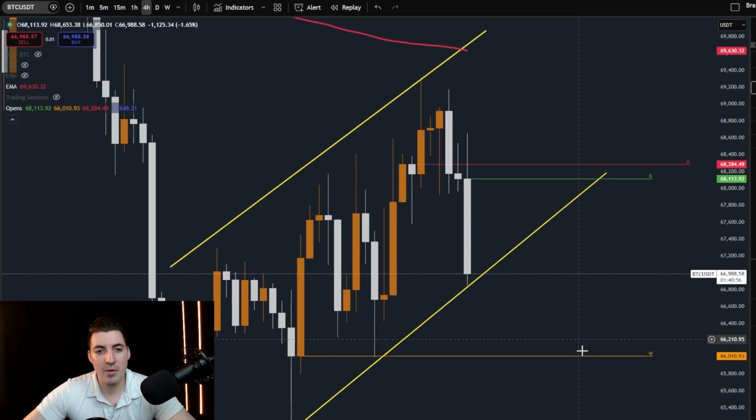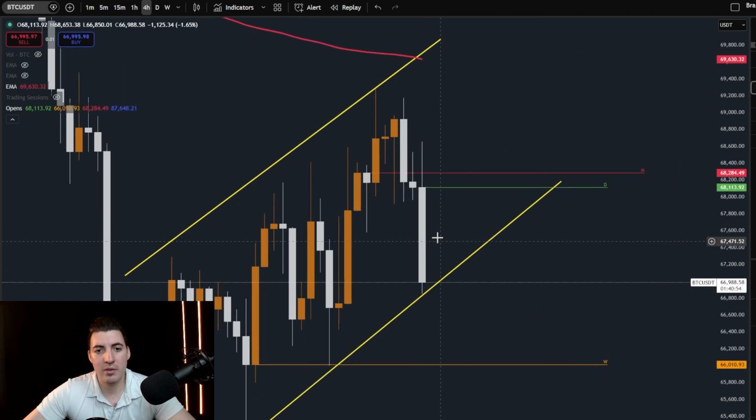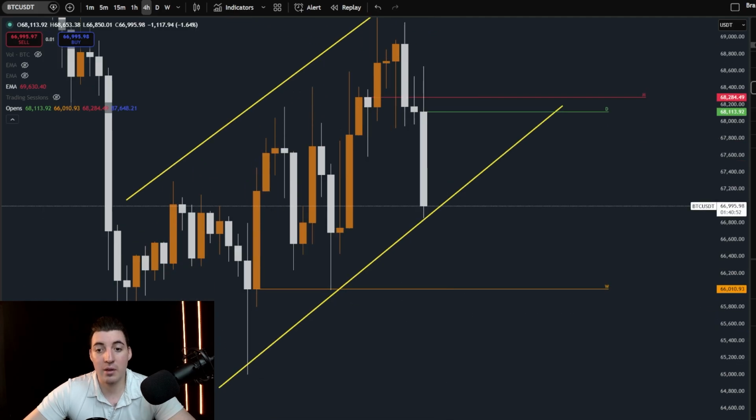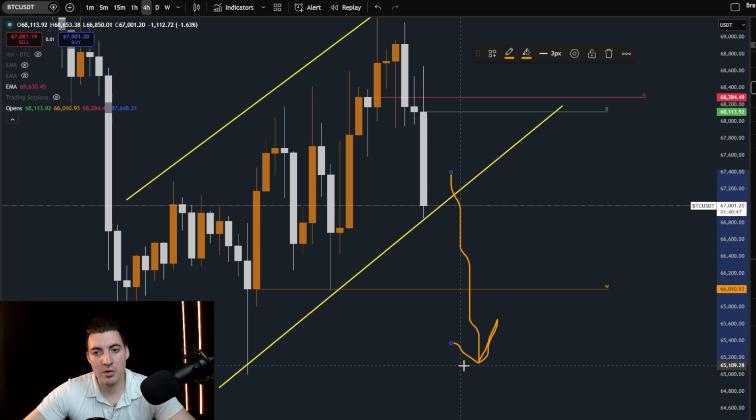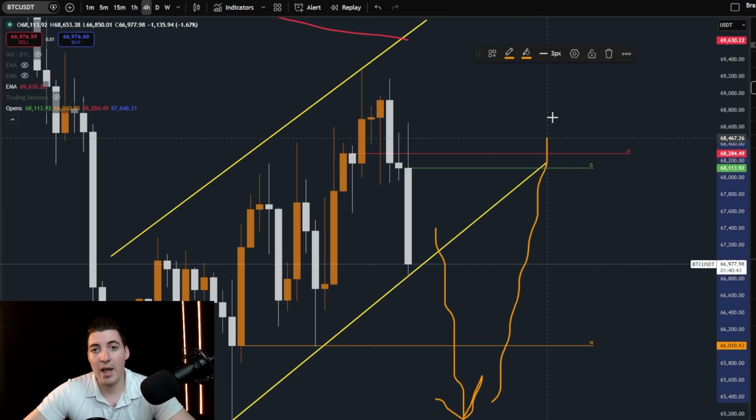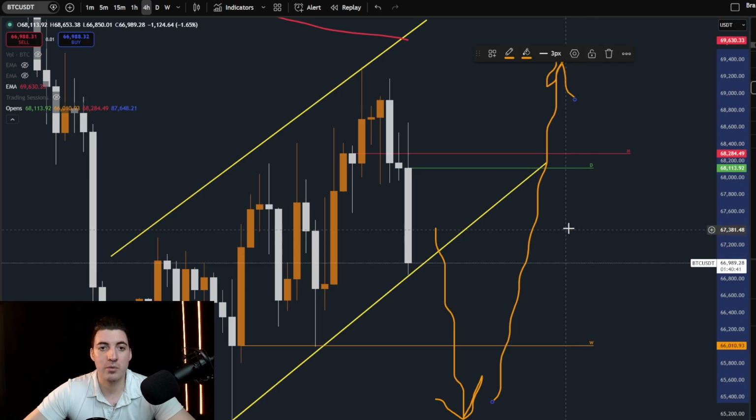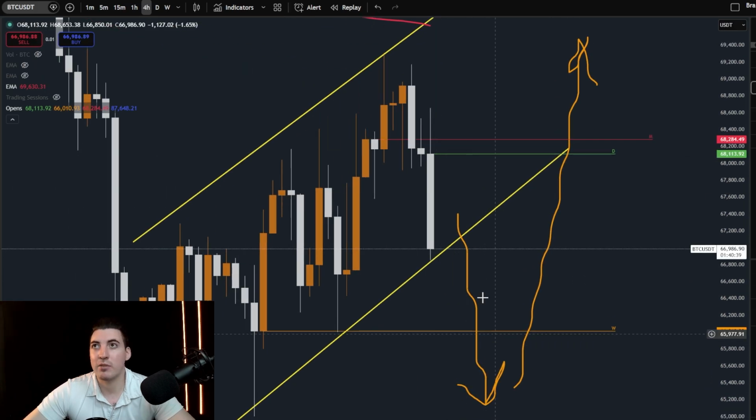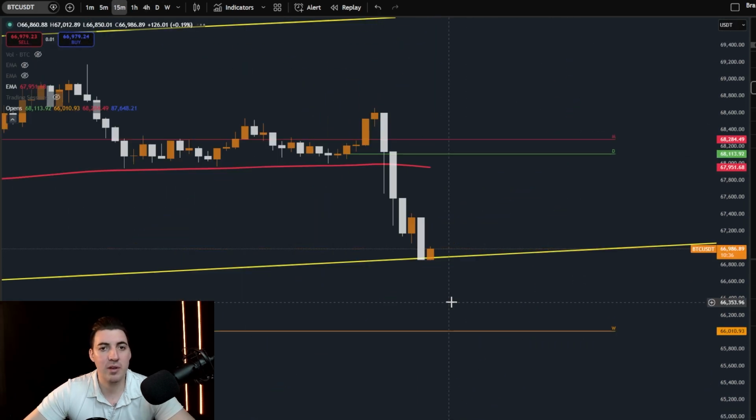What I'd be very worried about is to see if this trend line gets broken. If it does get broken, then we're likely going to see BTC hit lower lows, which are going to be around the $65,000 level before any sign of a reversal into the upside. So I would be relatively bearish on BTC today.